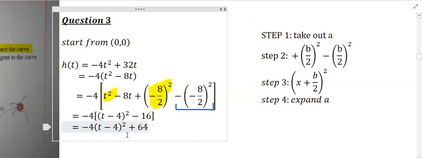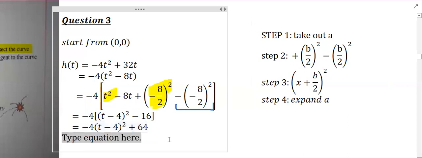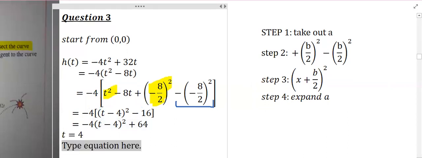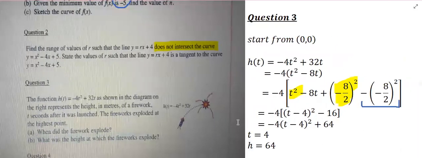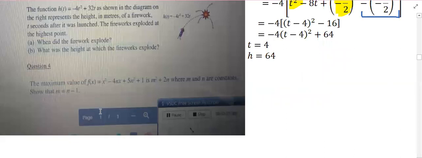Then from here, my T is what? At highest point, my T minus 4, so T is 4. Then what is my highest height? 64. Ingat, X tengok bracket, Y tengok sini. Bracket kena terbalik sign, Y tak perlu. So the height 64, just 64. Okay? Okay, if you don't understand, you re-watch again this part. So I go to question 4.